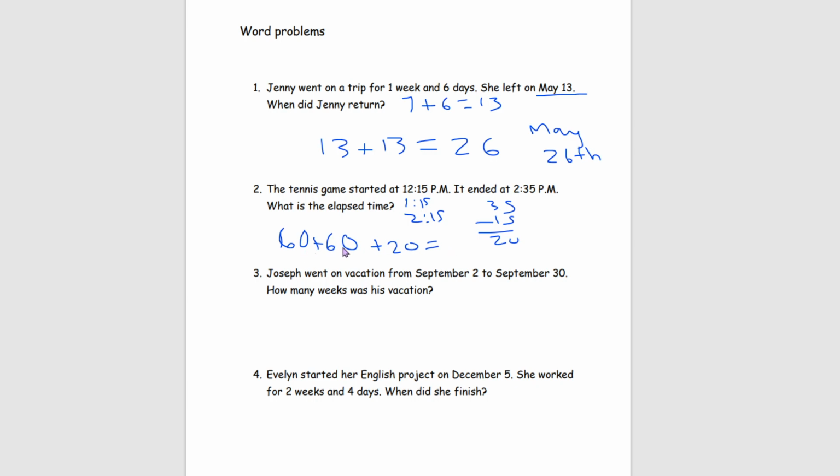And so 60 plus 60 is 120, plus 20 is 140, and 140 minutes is equal to 2 hours and 20 minutes.